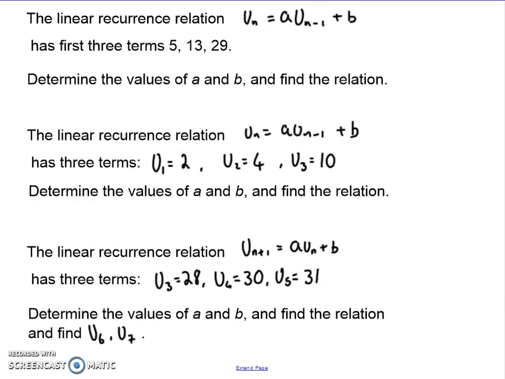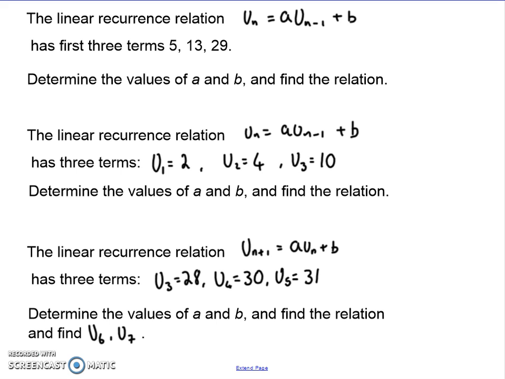So here you go. First one: linear recurrence relation un equals a un minus 1 plus b has the first three terms 5, 13, 29. I want you to determine a and b and find the relation. Second one: recurrence relation has un equals a un minus 1 plus b again. Has three terms u1 equals 2, u2 equals 4, u3 is 10. Determine the values of a and b and find the relation.